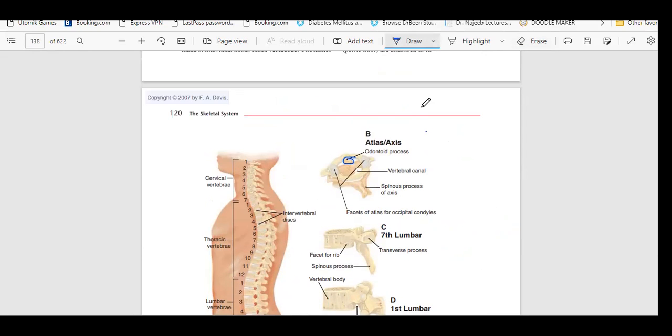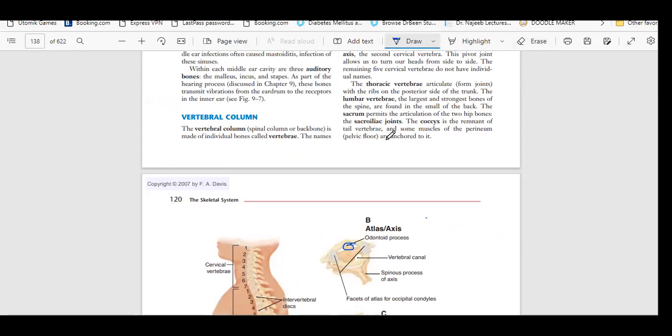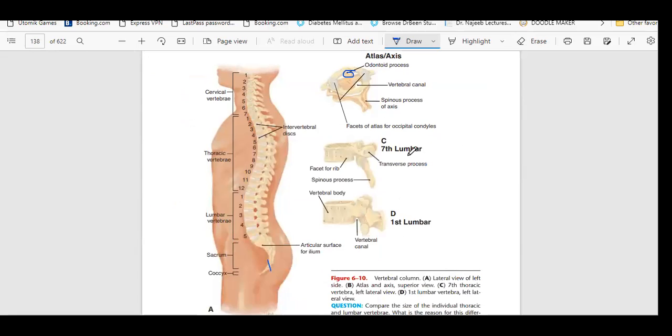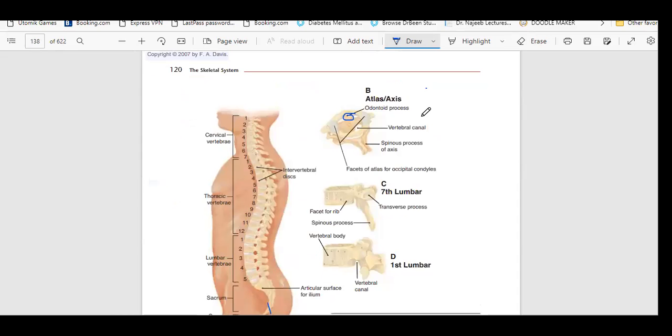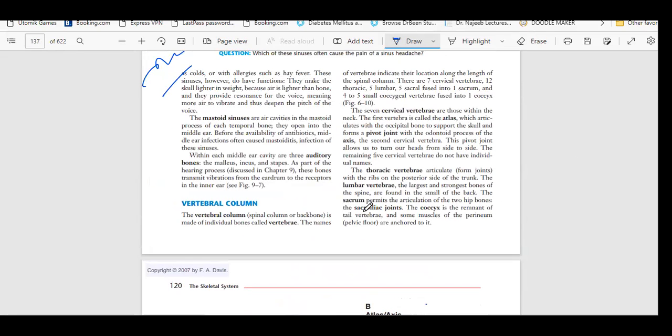So this is all about the thoracic region. Next we have lumbar. The thoracic region has 12 vertebrae. In the cervical we have 7, the thoracic region has 12. Next we have lumbar.